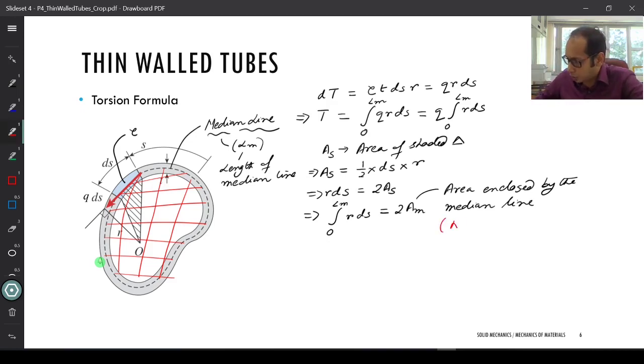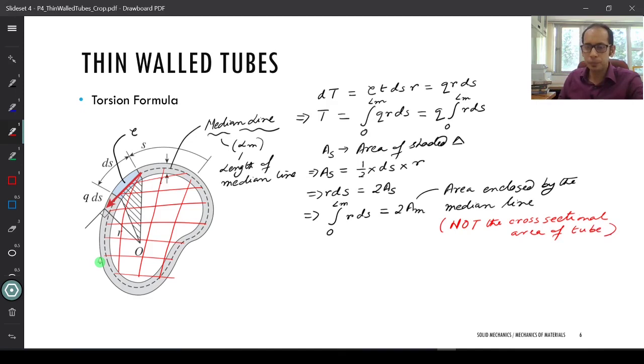So this is not the cross-sectional area of the tube. This is just the area which is inscribed, and remember it's a thin solid tube, so it's not the cross-sectional area of the tube itself but the area which the median line encloses, right?